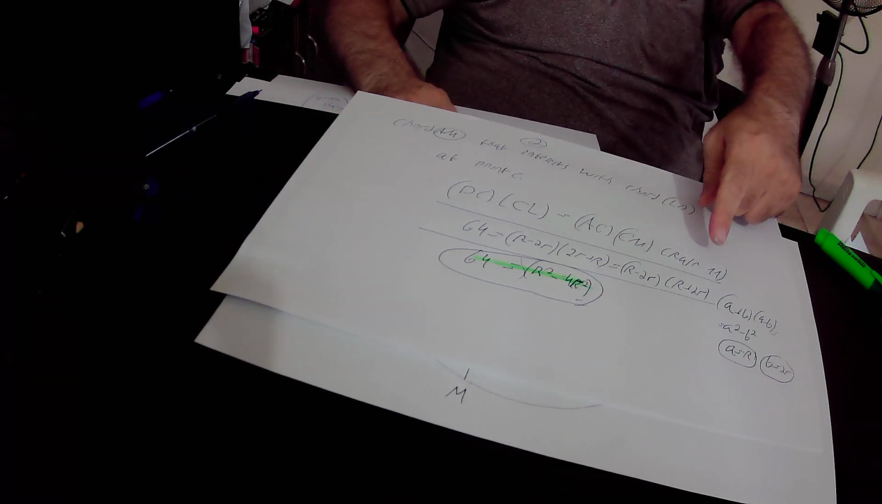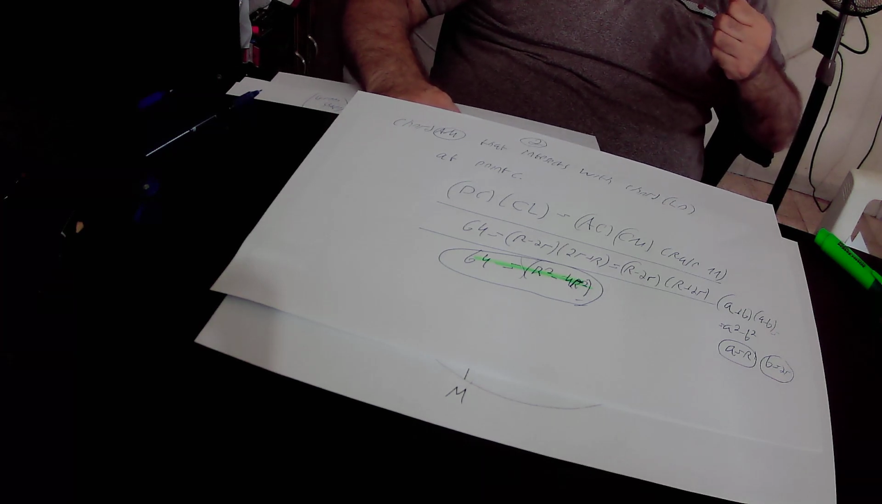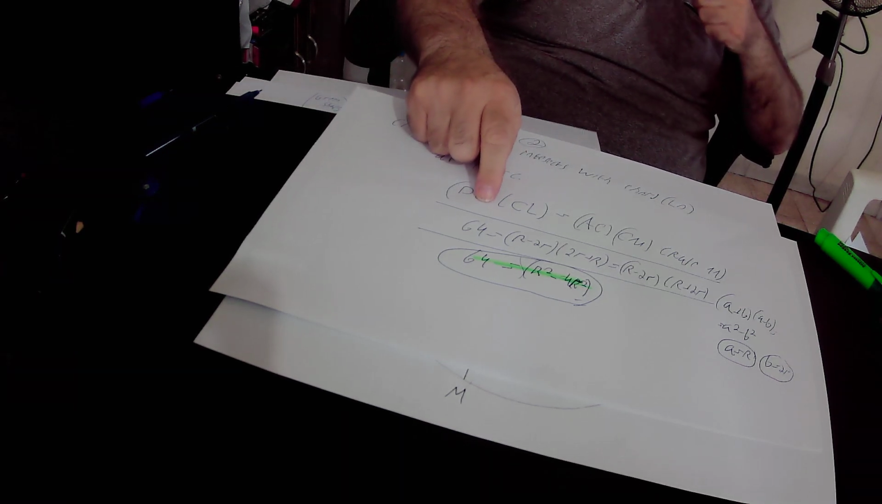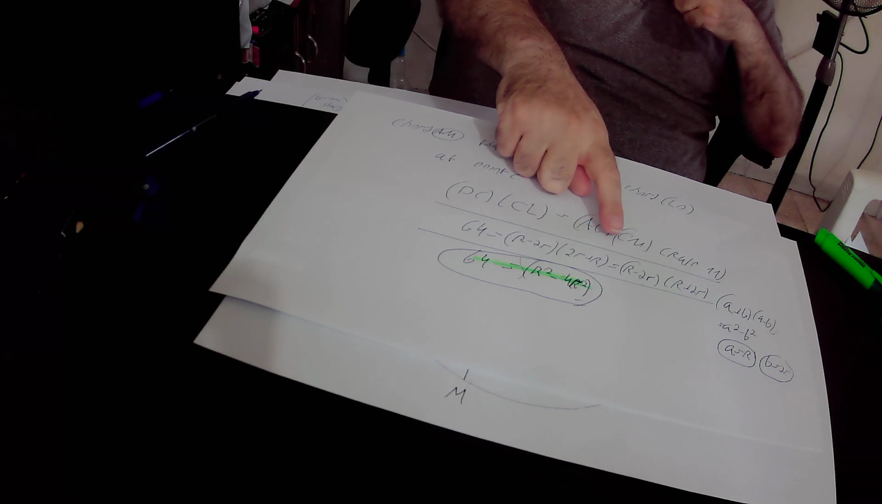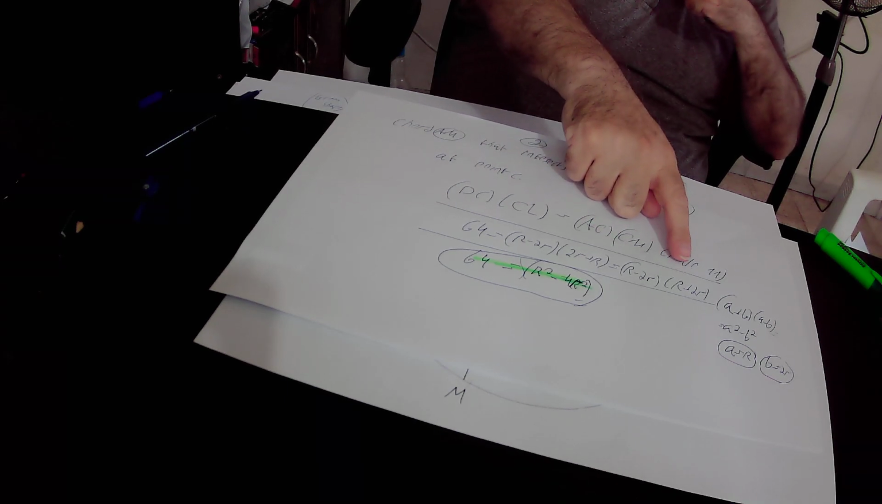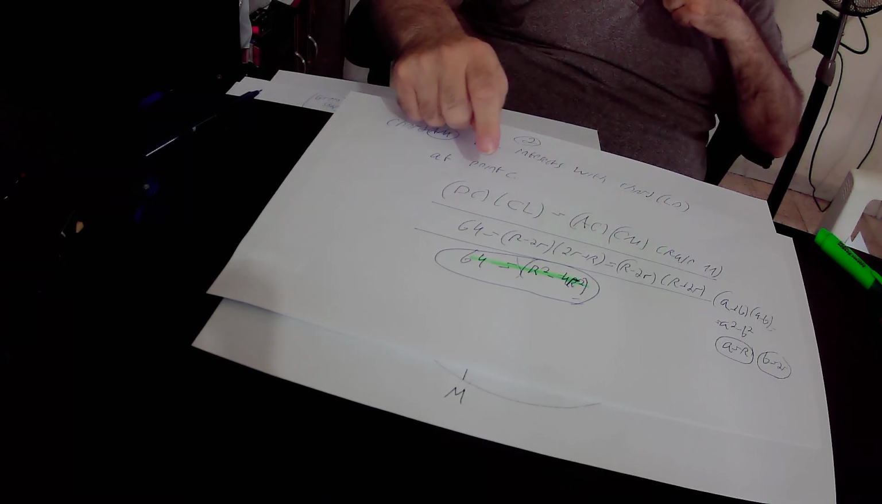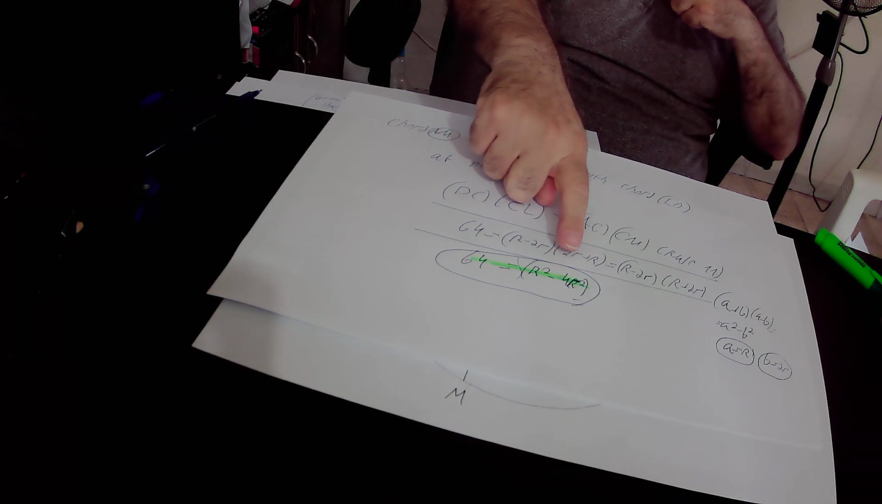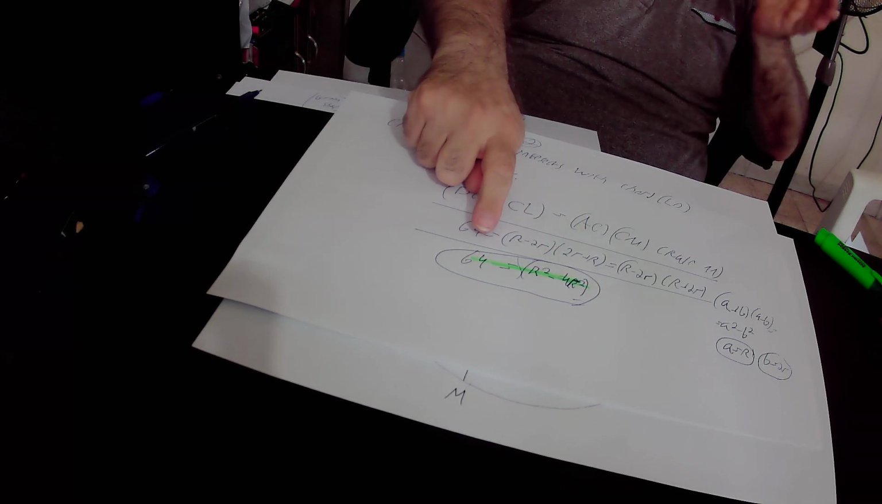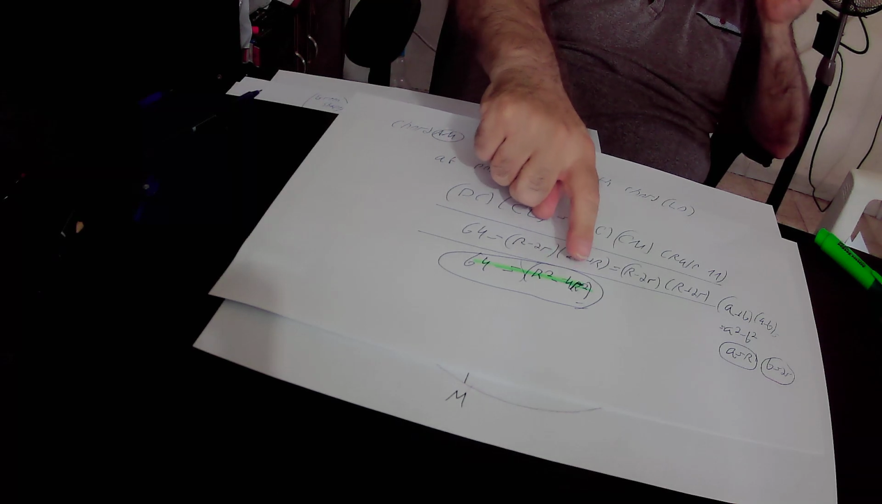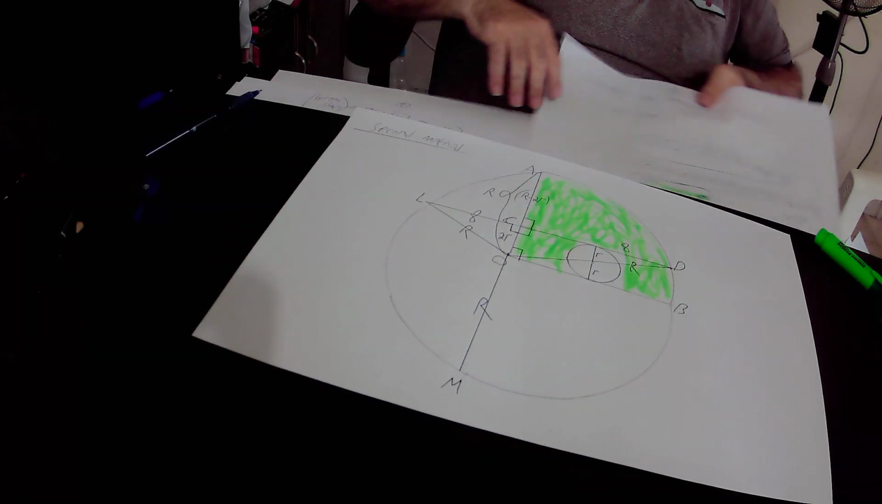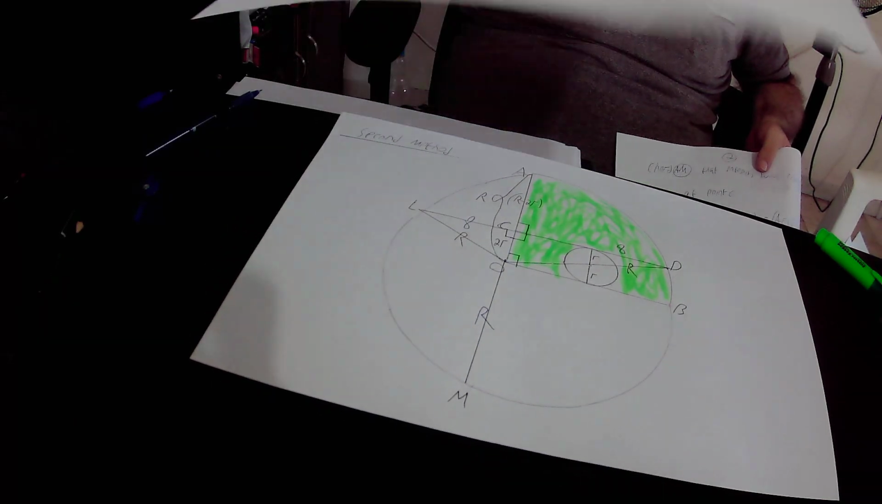CM equals capital R plus 2r. Therefore we found out that 64 equals (capital R minus 2r) times (capital R plus 2r), which is equal to capital R squared minus 4r squared. So in conclusion, 64 equals capital R squared minus 4r squared. And what is the area of the green shape?